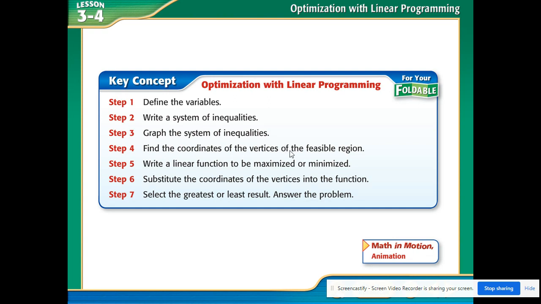We're going to find the coordinates of the vertexes of the feasible region. We're going to have a linear function that needs to be maximized or minimized. We're going to substitute those values into that function. And then we're going to select our result, the greatest or least, to whatever answers the problem.